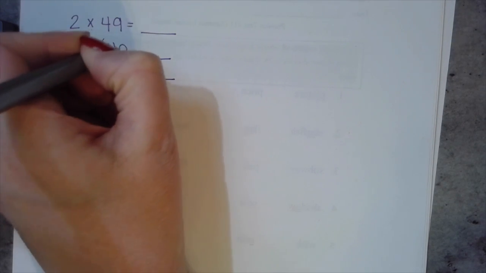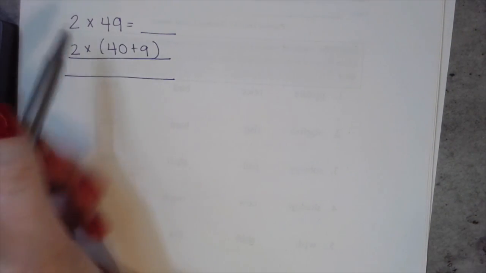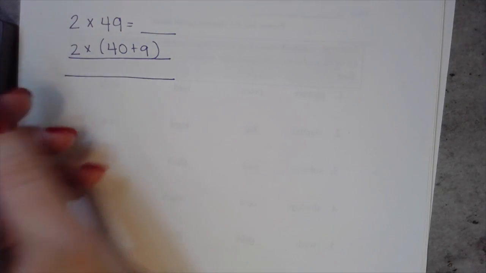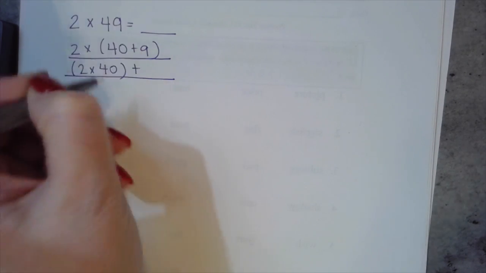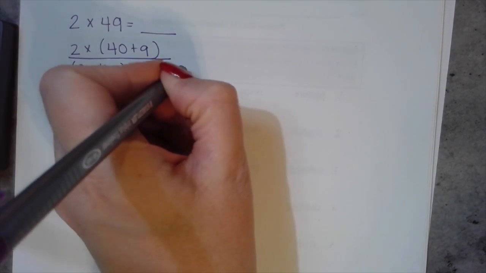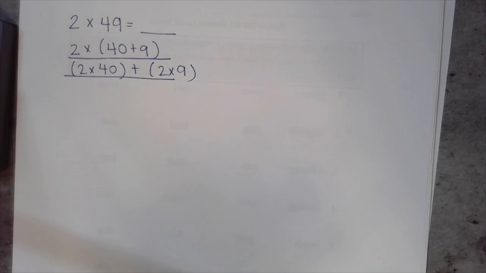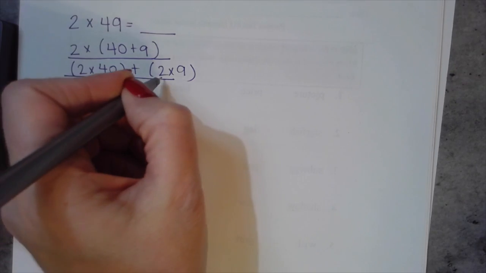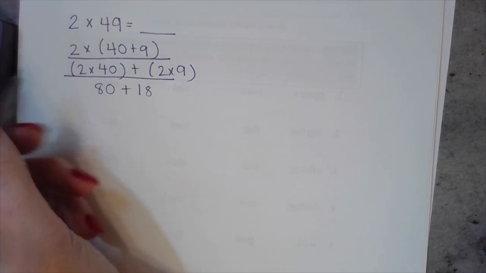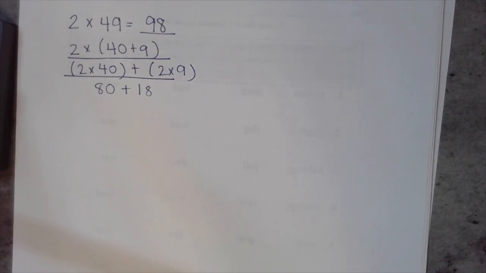Okay, so again, we're going to do 2 times 49 in expanded form. 2 times 40 plus 9. Now we're going to build our two smaller equations. 2 times 40 plus 2 times 9. Now we have two easy problems that we can solve. 2 times 40 is 80, and 2 times 9 is 18. 80 plus 18 is 98.